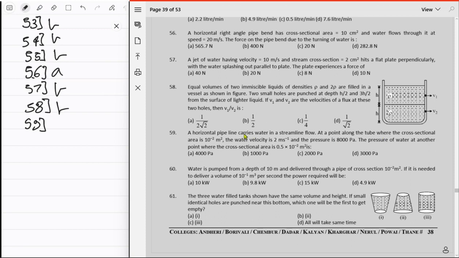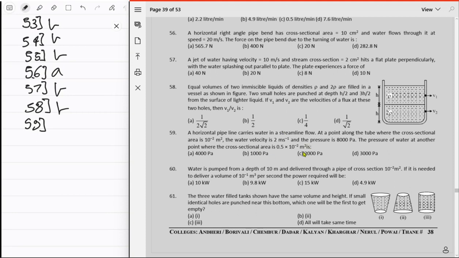Okay, area is fine. Area is given, velocity is given, pressure is given. Pressure of water at another point where the velocity area is 0.5 times 10.82 is. Oh, come on, it's just Bernoulli's theorem, but with bad numbers. So this is 10.82 and that's like half of that. So we also like 4 times.